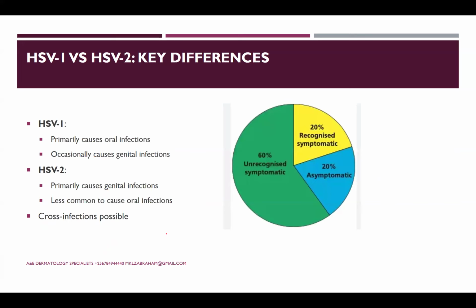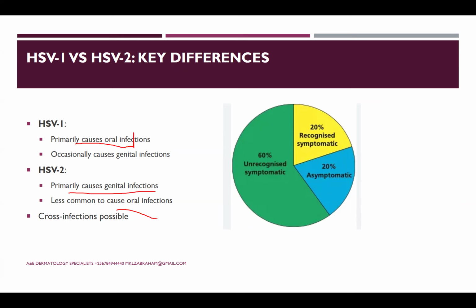So if you are to compare the key differences between Herpes simplex virus 1 and 2, initially Herpes virus 1 used to cause oral infections, but because of changes in lifestyle and sexual practices, it can also cause infections in the genitalia. Herpes simplex 2 was known to cause primarily genital infections, and less commonly it could cause oral infections.